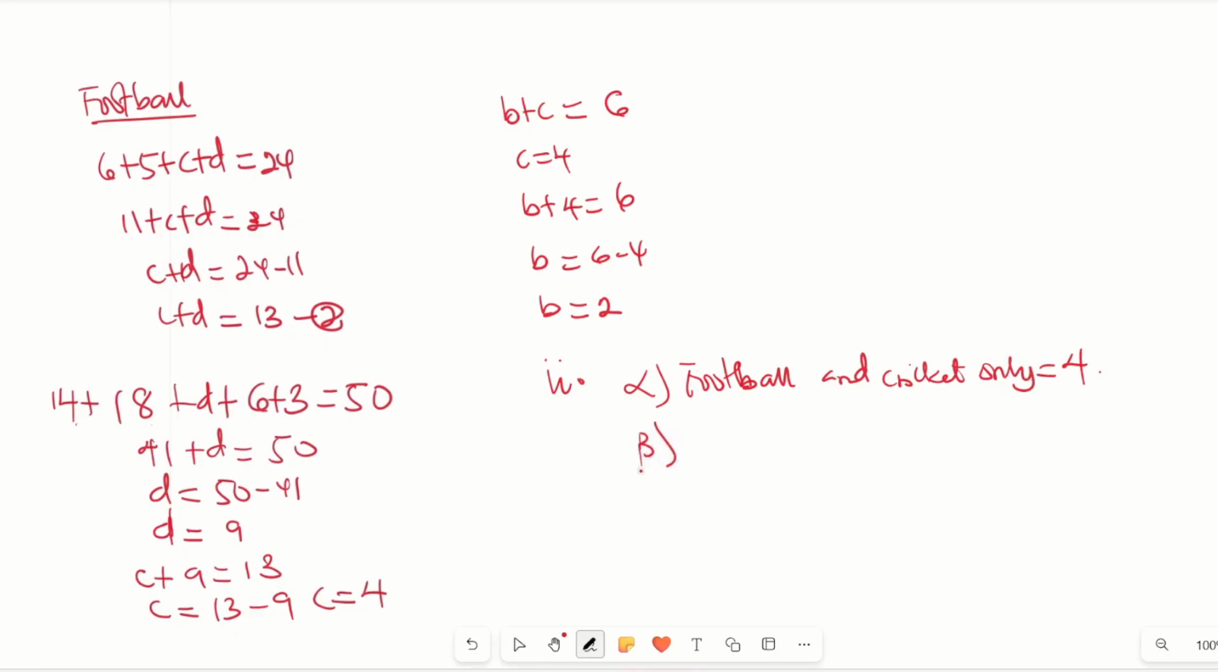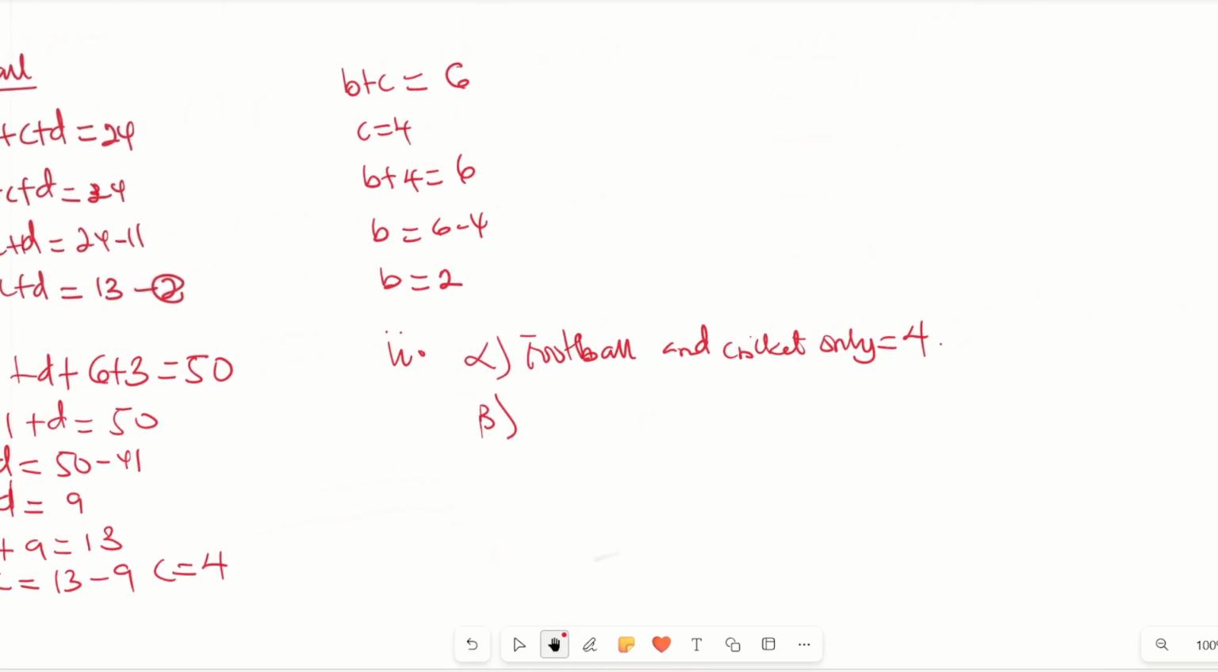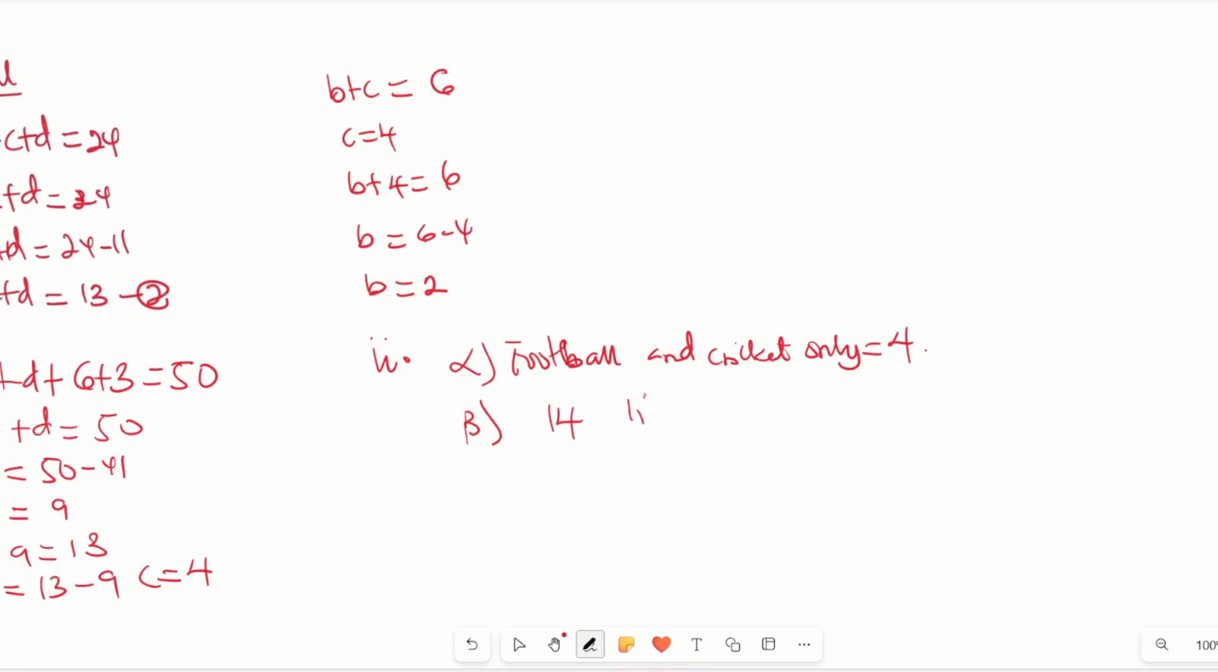And then our beta is asking us to find exactly one of the games. So we want to find exactly the basketball only, then exactly the football only, and exactly the cricket only. So that is 3 plus 9, which gives us 12, plus 2, which will end up giving us 14, right? So it means that 14 like exactly one of the games.